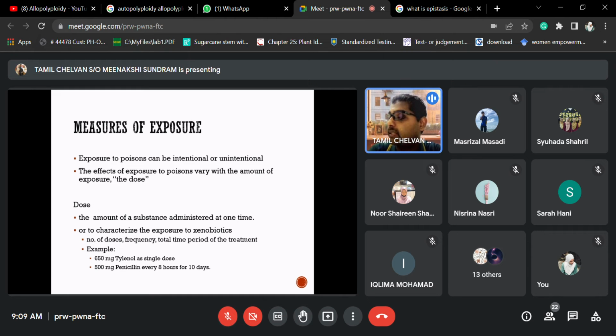Dose: the amount of substance administered at one time. That is the meaning of dose. Or to characterize the exposure to xenobiotics. Number of doses, frequency, total time period of the treatment. Example, you will only be administered 650 microgram Tylenol as a single dose, ataupun 500 milligram of penicillin. Macam Panadol semua, you eat 500 mg every 8 hours for 10 days, then it might work.